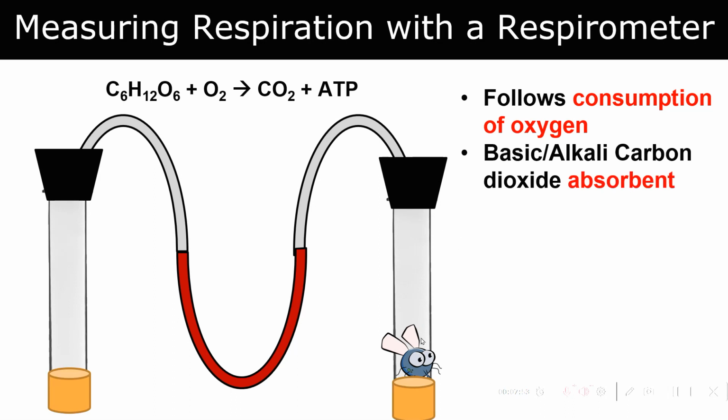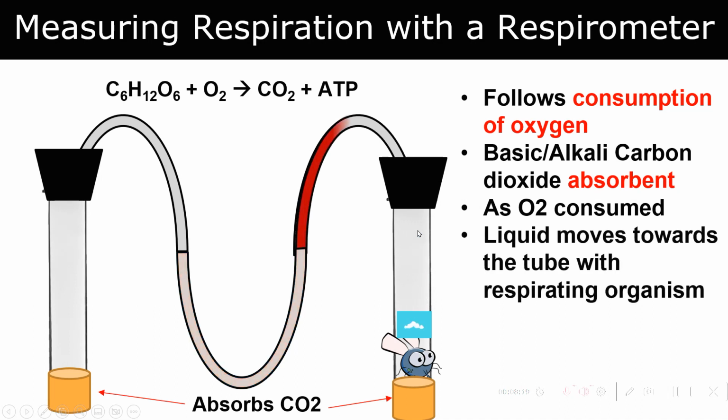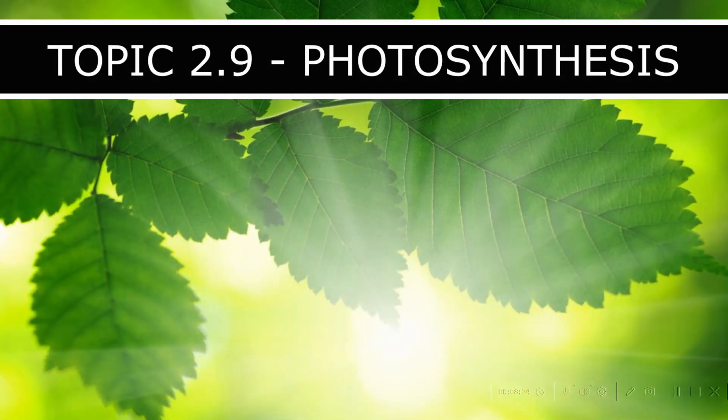It requires some sort of alkali, some sort of basic solution to absorb the carbon dioxide. We all know that we're breathing out carbon dioxide. So if we want to follow only the consumption of oxygen, there needs to be some sort of alkali present to absorb that CO2. When the respirometer is working correctly and you're measuring consumption of oxygen, the oxygen is going to get pulled in, which is going to pull the liquid in behind it, right? And that's how you can measure a rate of oxygen consumption with the respirometer.